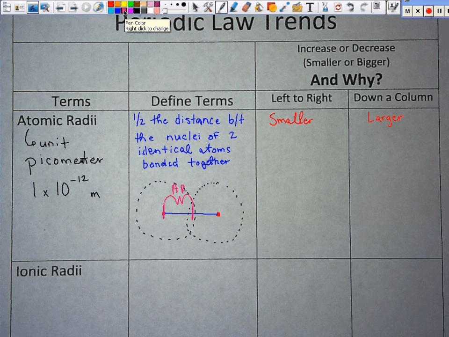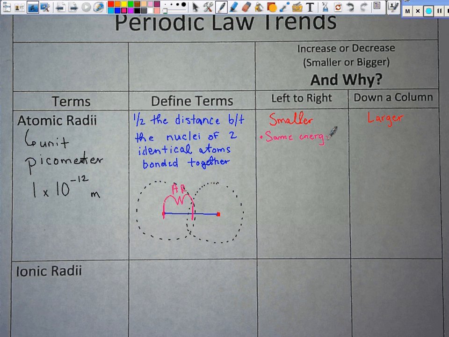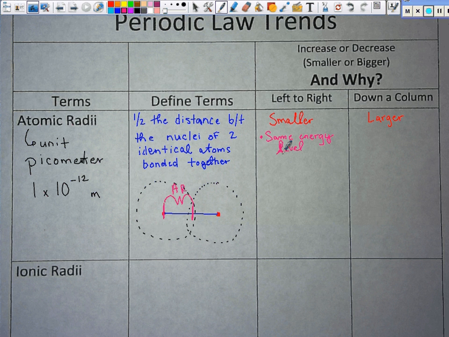All right, so here's the kicker to all of this. As you move left to right, one of the big things is that you are on the same energy level. Okay, so if you're on the second energy level, which is the second period, you remember you have 2s and 2p. So you're still on the second energy level. The rings are not getting any larger. The rings are staying the same size. All you're doing is putting more electrons on those rings.